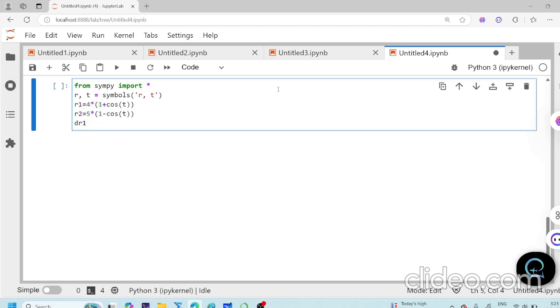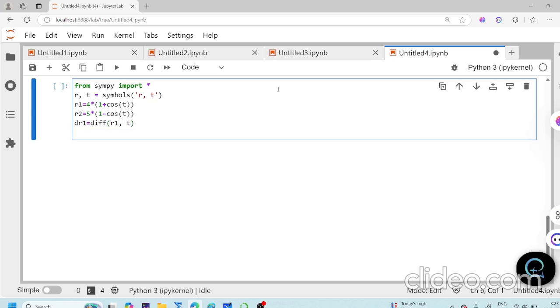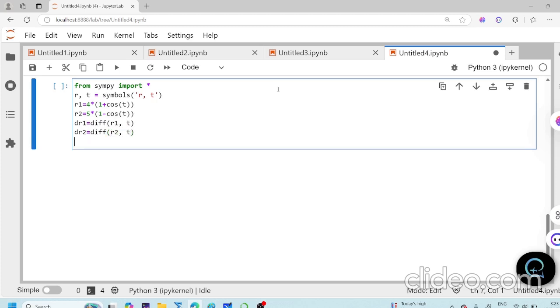dr1 is the derivative of r1. So I have to differentiate r1 with respect to t, and that will give you dr1, or you can say dr by dt. Then dr2, that is, I have to differentiate r2 with respect to t. So we got dr1 by dt and dr2 by dt.